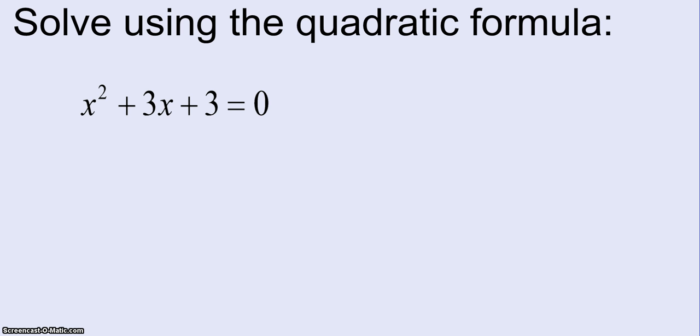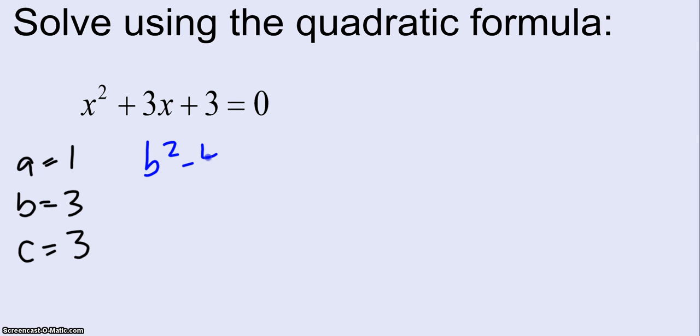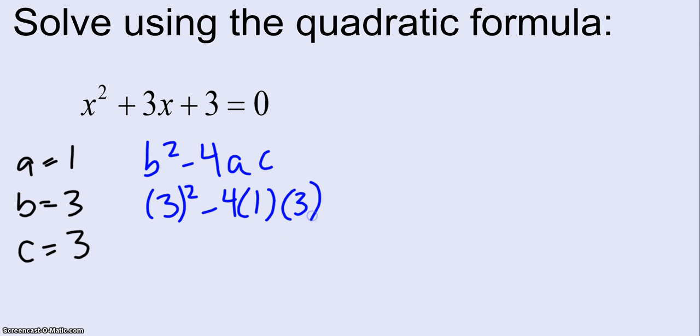Alright, so we're going to use the quadratic formula just like we always do. We have a equals 1, b equals 3, and c equals 3. Since this is already in standard form, I don't have to change it at all. By using the discriminant, I notice 4 times 1 times 3, let's fix that, that I get negative 3. And because I have a negative 3, it means I'm going to have two imaginary solutions.